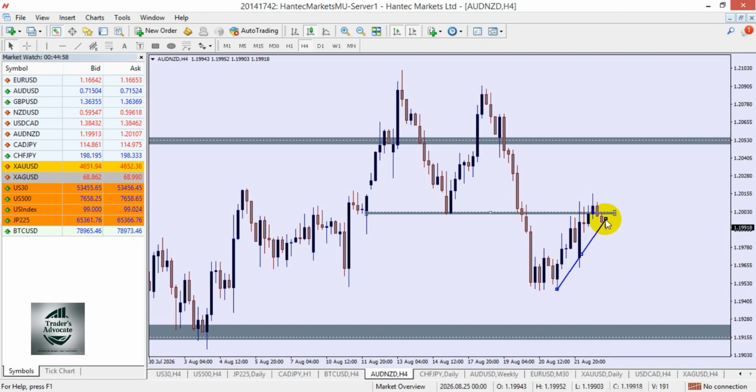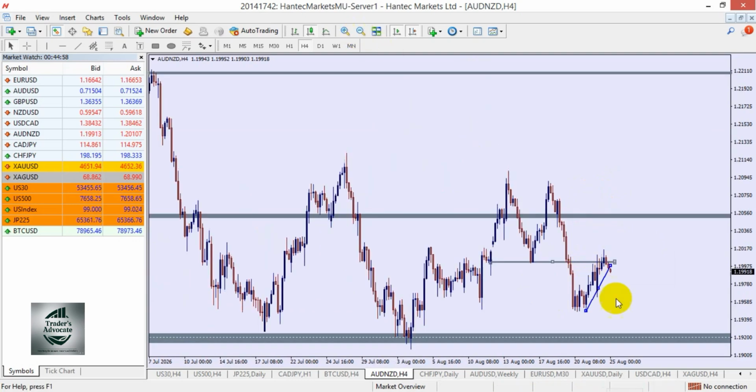I will need a 4-hour candle to close bearish. Once I have a 4-hour candle close bearish, I will be on this trade. I'll start looking for a selling position all the way up here, all the way down here.